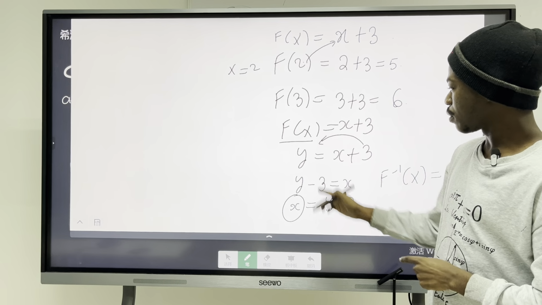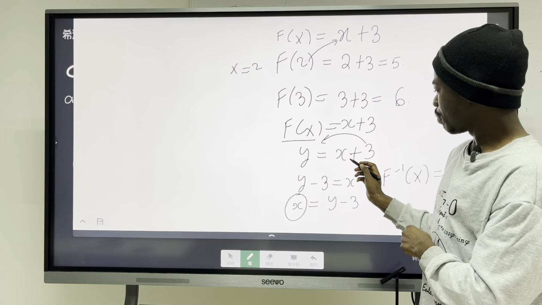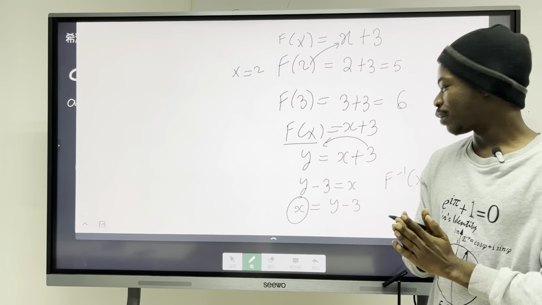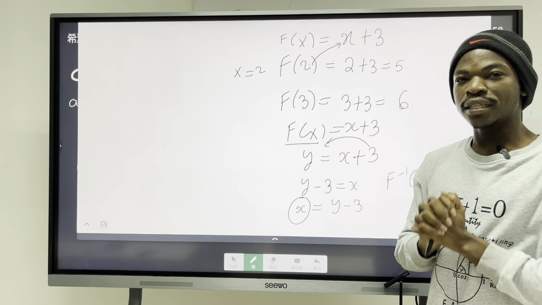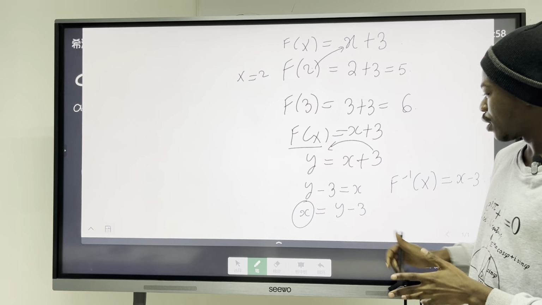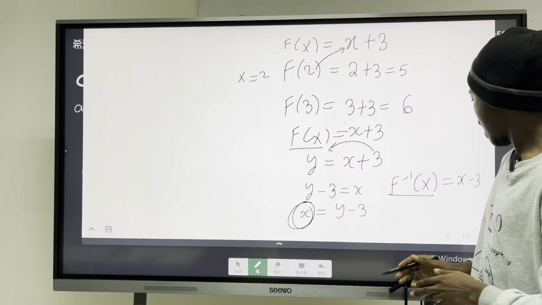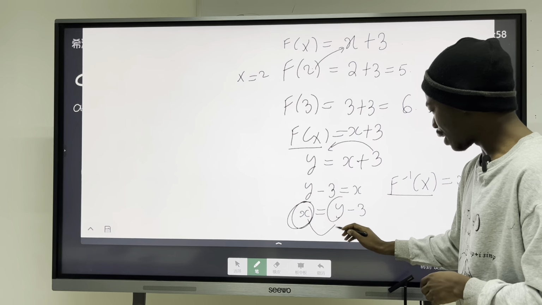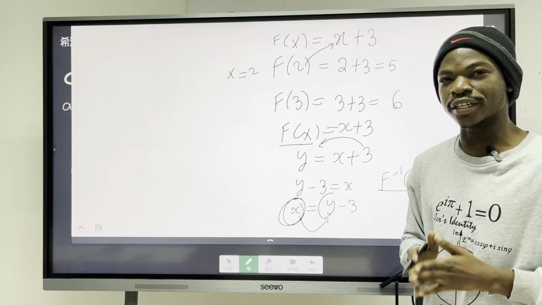So the first step is to replace f of x by y. After that, you need to make x the subject of the formula. This is what we are doing here. 3 goes there. After x is made the subject of the formula, all you need to do is, where there's x, you put the inverse function f inverse of x, and where there's y, you take the x back there. Then you're done. So that's basically how we find the inverse of a function.